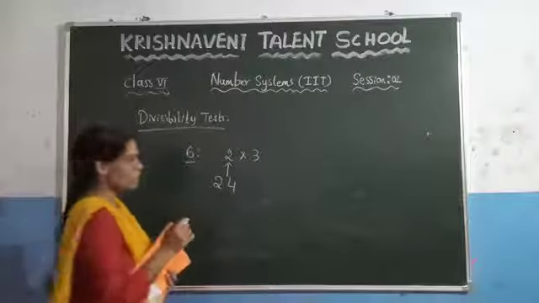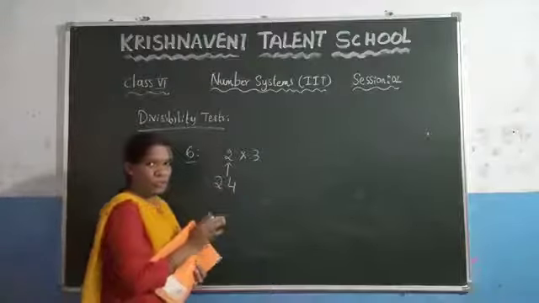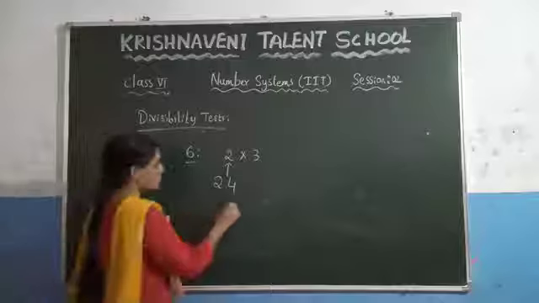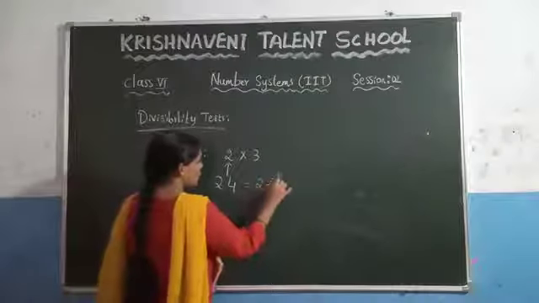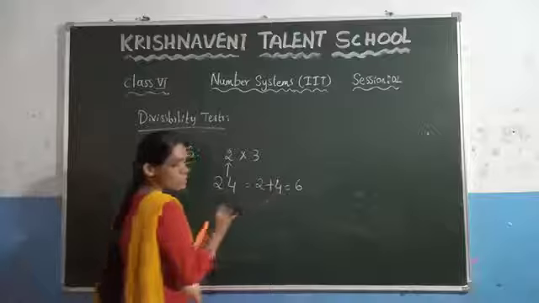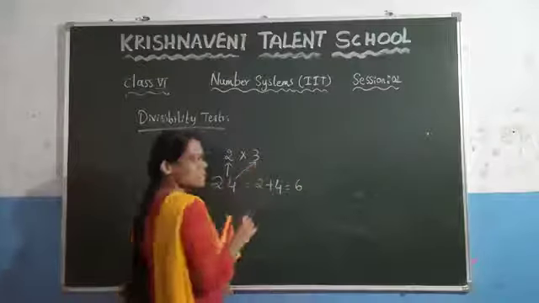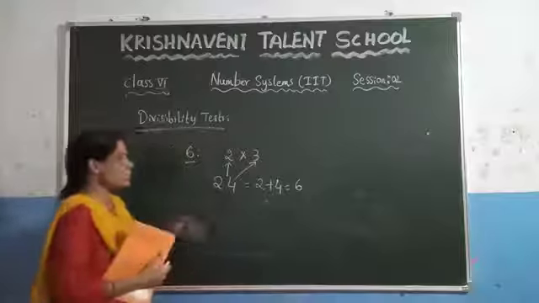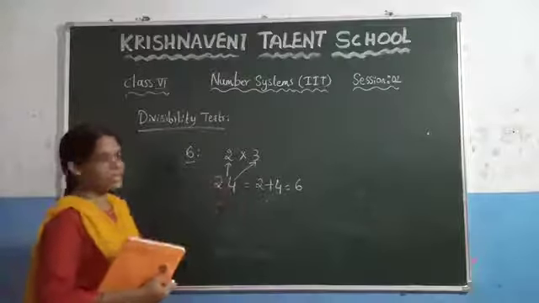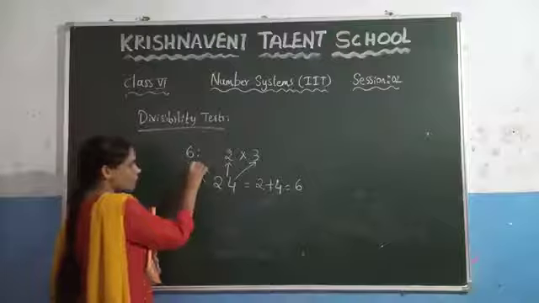Similarly, if you want to check whether this number is divisible by 3 or not, what we need to do? We need to take the sum of the digits. So what will be the sum of the digits here? 2 plus 4, which is 6. And you know that 6 is divisible by 3. So we can say that this number is divisible by 3. Since this number is divisible by both 2 and 3, we can say that this number is divisible by 6.